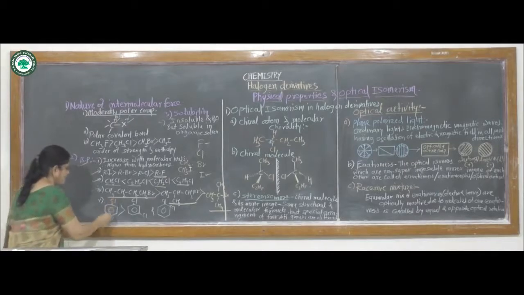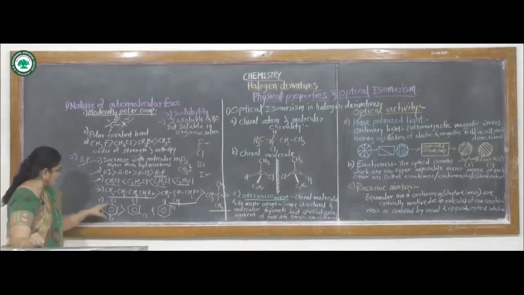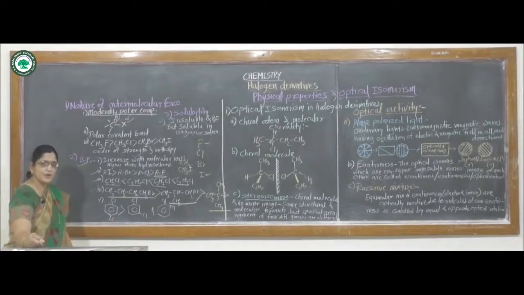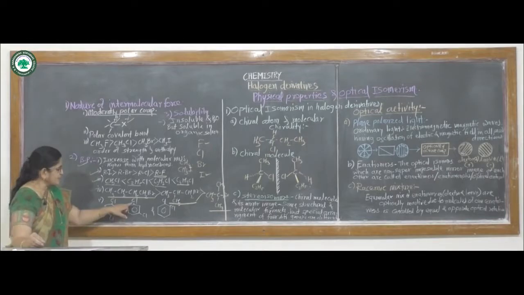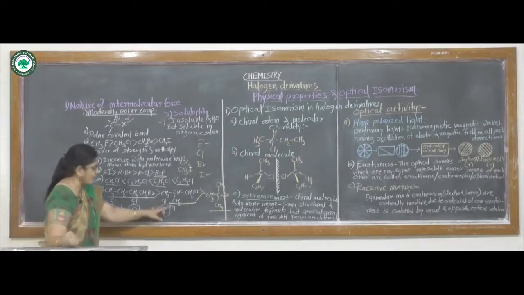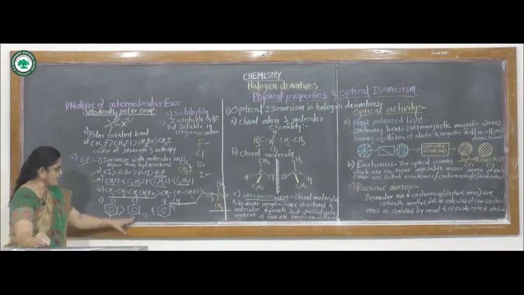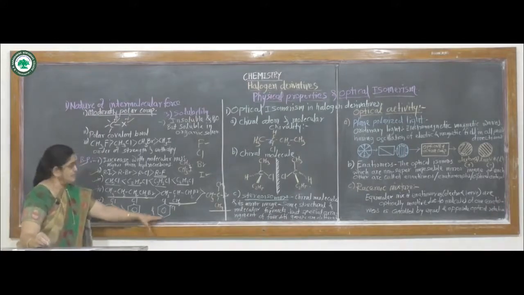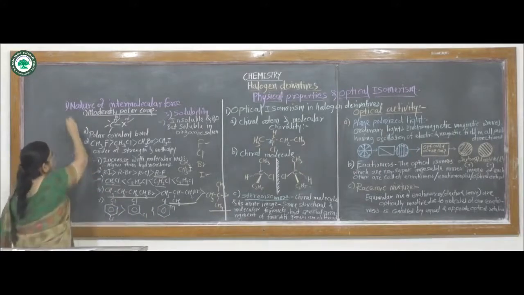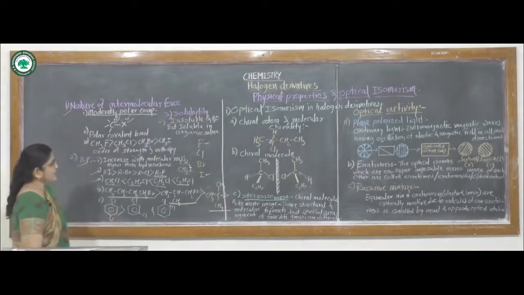That means in the para compound, if the two chlorine atoms are at the 1 and 4 positions, this compound is called para dichlorobenzene. In the second compound, the chlorine atoms are at the 1 and 3 positions, and such a compound is called meta dichlorobenzene, and the third compound is called ortho dichlorobenzene. Then the boiling point of para dichlorobenzene is higher than that of the meta and ortho isomers. In this way, these are the physical properties of halogen derivatives.